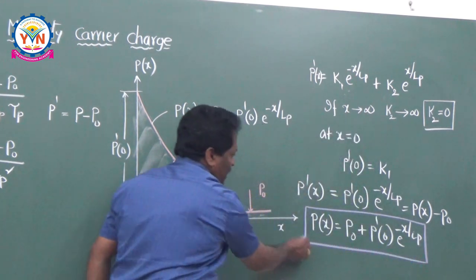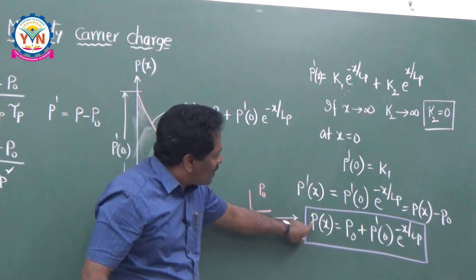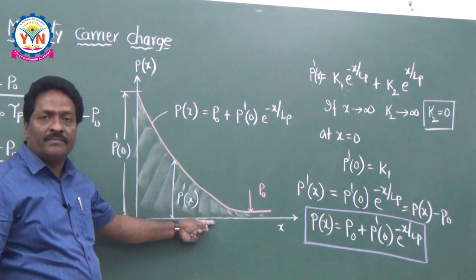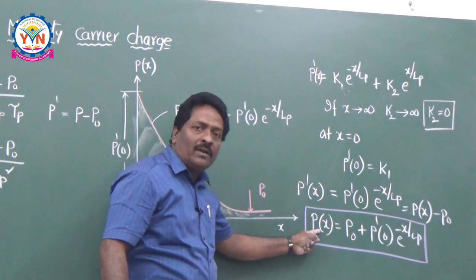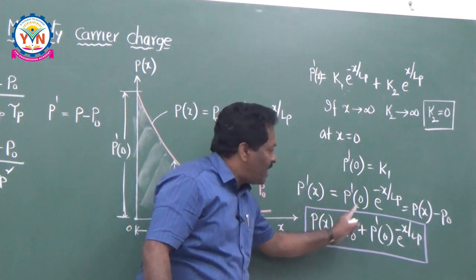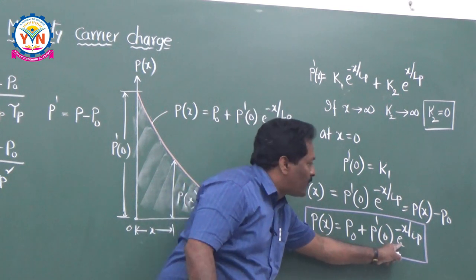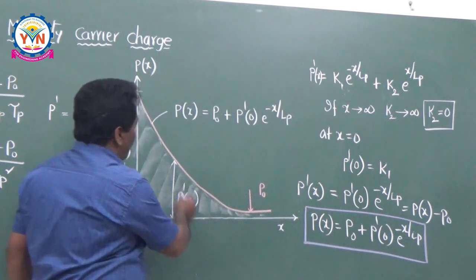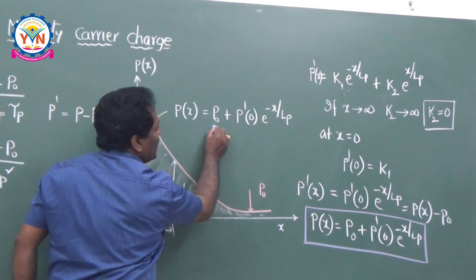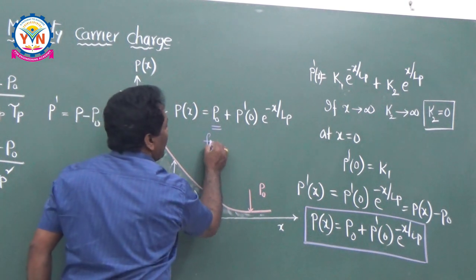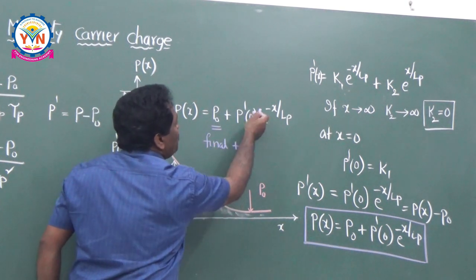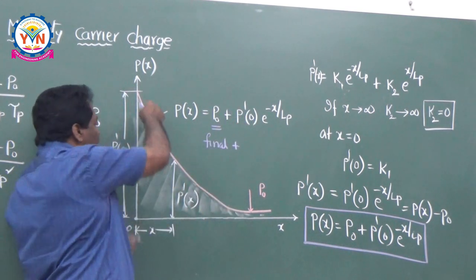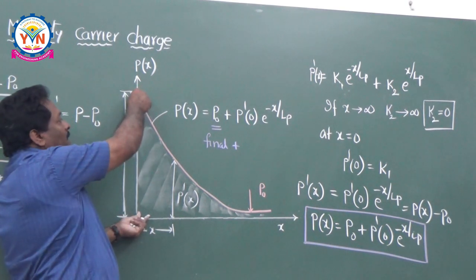Now, I will explain in a clear way. The whole concentration with respect to distance x, even from your network theory you can write down, the complete response is equal to final value plus final minus initial value into e to the power of minus x by some time constant. So, what is the final value here? Finally, it is reaching the p naught value. That's why final is p naught. Plus, what is p dash of 0? P dash of 0 means final minus initial, that means the injected value. What is the injected value here? It is p dash of 0.